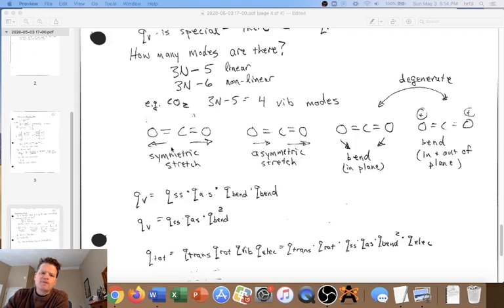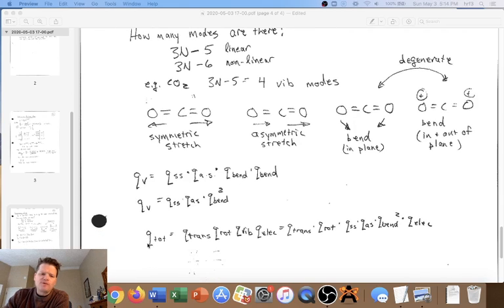One is a symmetric stretch, one is the asymmetric stretch, and 2 are degenerate with each other, a bend in and out of the plane. So the total vibrational partition function will be the product of these 4 partition functions, but because these 2 are the same, we can just have them squared. So the total partition function for carbon dioxide is the product of all the partition functions, translational, rotational, vibrational, electronic, and then you can split out the vibrational in this way.